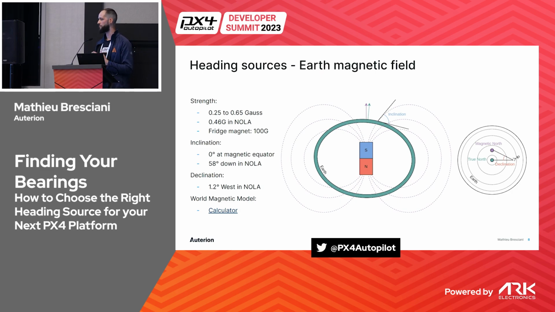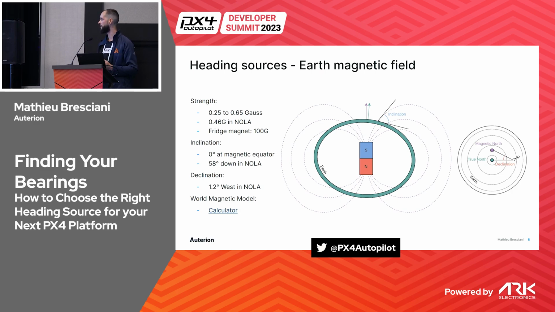We have to know that the strength of the Earth magnetic field is quite weak compared to everything else we have on a drone. So for example, the Earth magnetic field is between 0.25 to 0.65 Gauss. And if you compare that to a fridge magnet, which is 100 Gauss, no wonder why if you have a small magnet next to a magnetometer, you can't even read the magnetic field of the Earth.